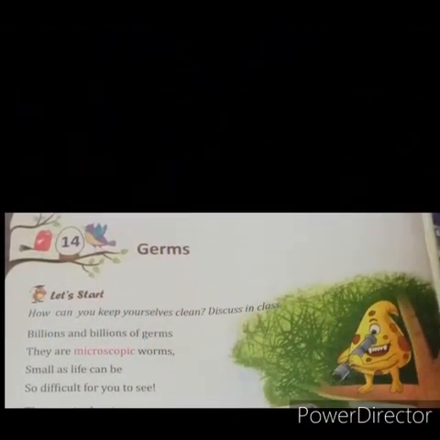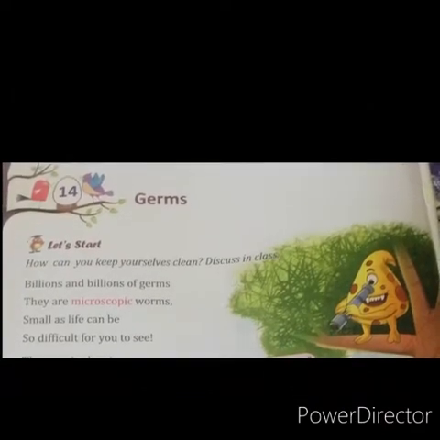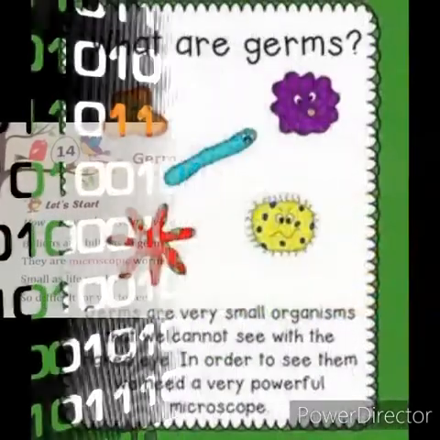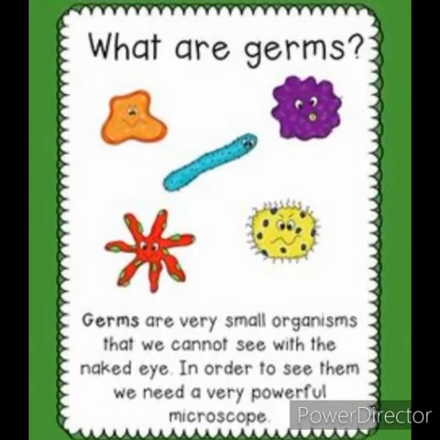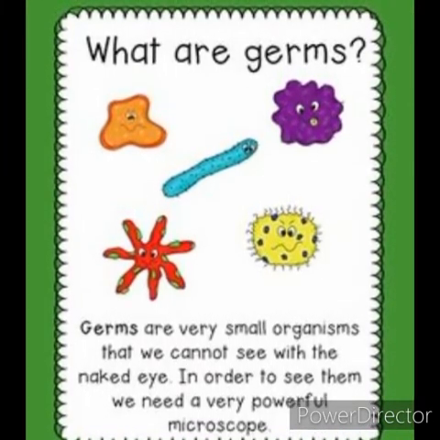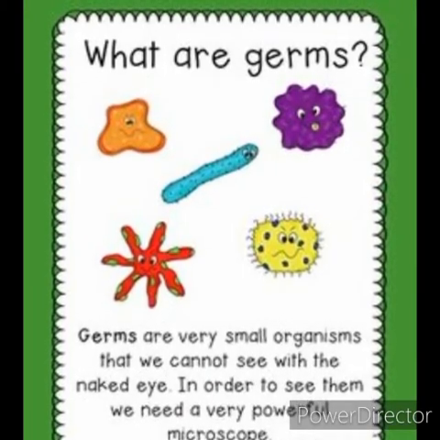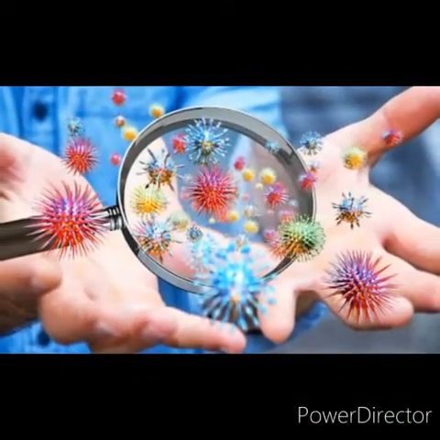Dear students, the first stanza of the poem explains that what are germs. Germs क्या होते हैं? Germs are microscopic worms. That means germs are tiny worms which cannot be seen. It is very difficult to see these tiny worms.